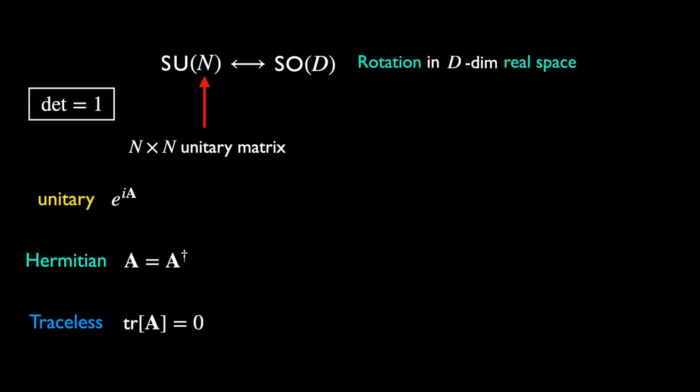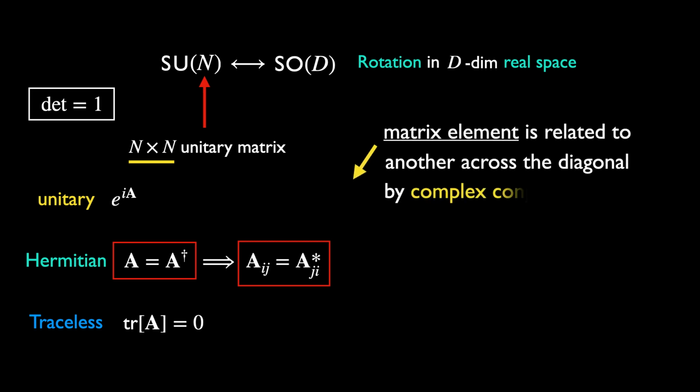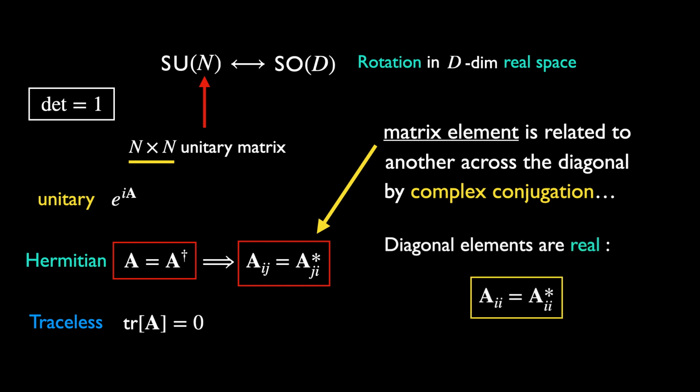These conditions suggest that we could just count the number of degrees of freedom of A, which is the number of real parameters in a Hermitian, traceless, n by n matrix that has complex elements. The Hermitian condition says that an off-diagonal matrix element is related to another across the diagonal by a complex conjugation, while the diagonal elements are real.